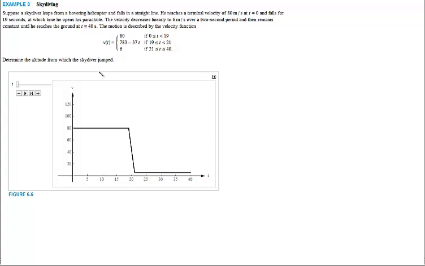And we would like to know the altitude from which he jumped, so we want to know our original position. In order to find our original position, that means I would like to know the distance. And if I would like to know the distance, I'm going to use the distance formula for each of these little chunks. So I'm going to set up my integral and then integrate.